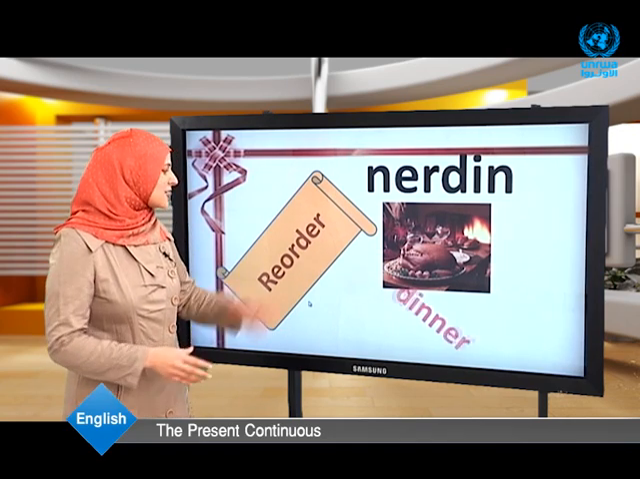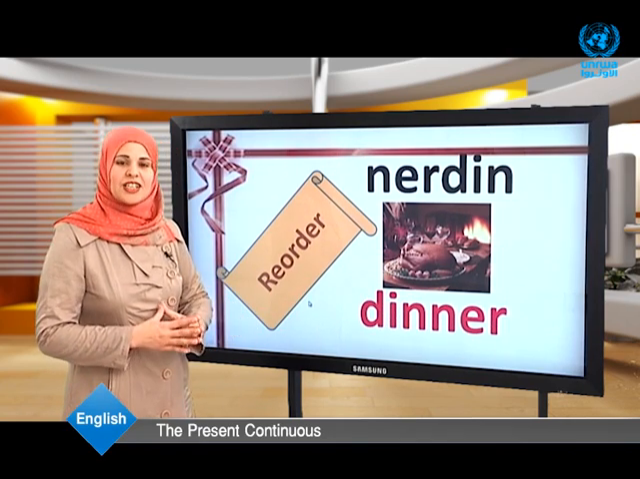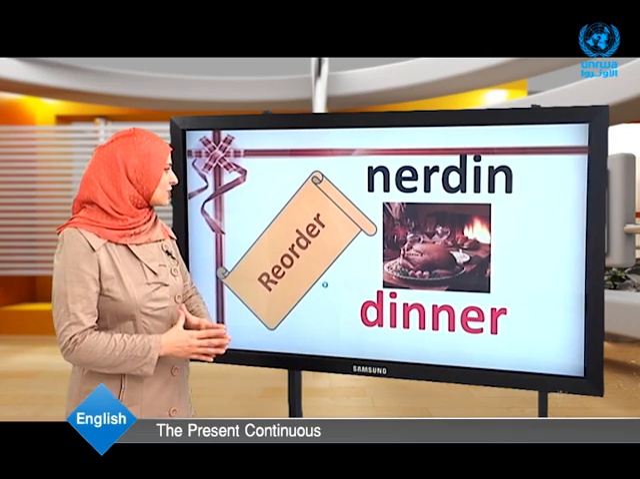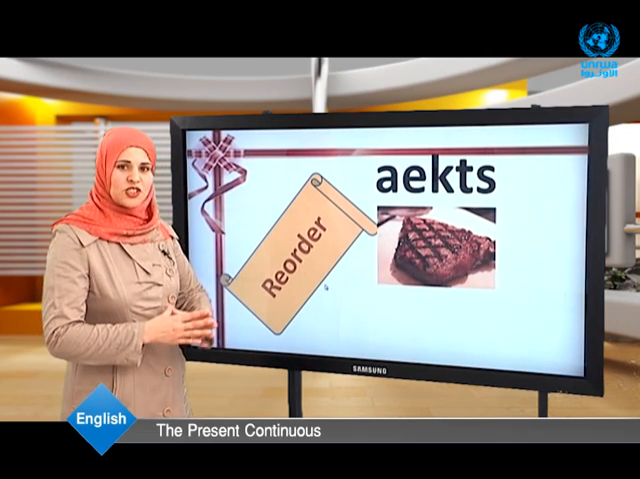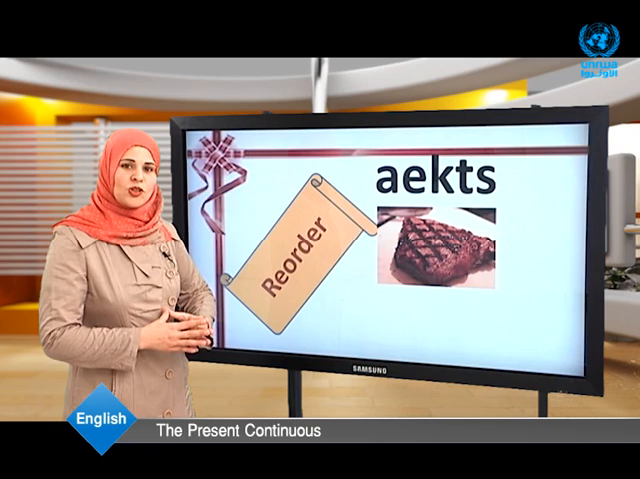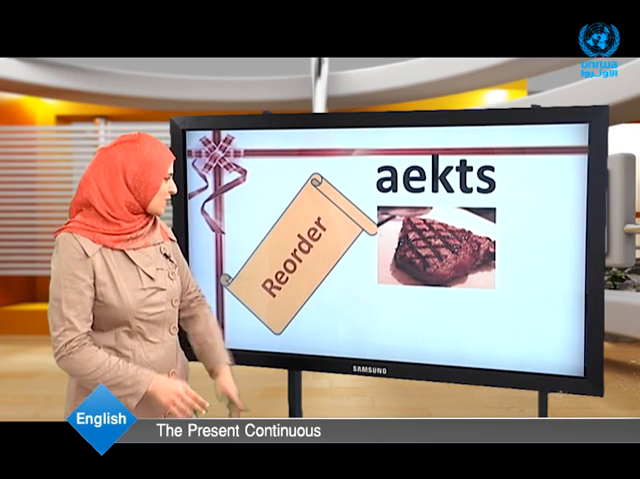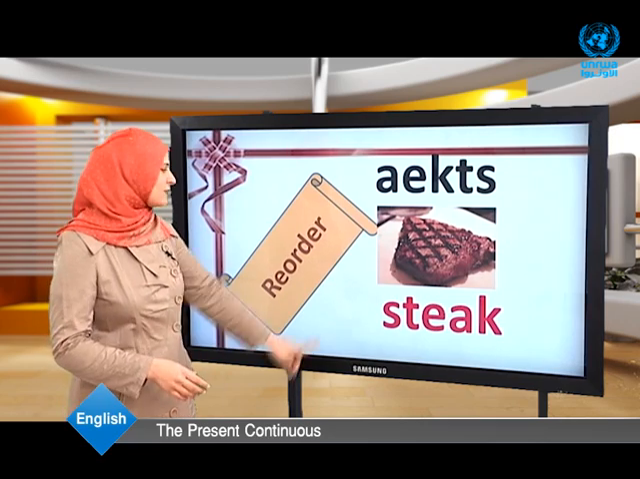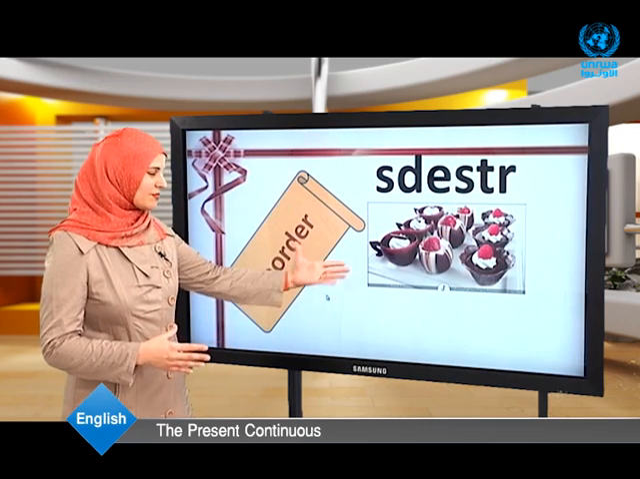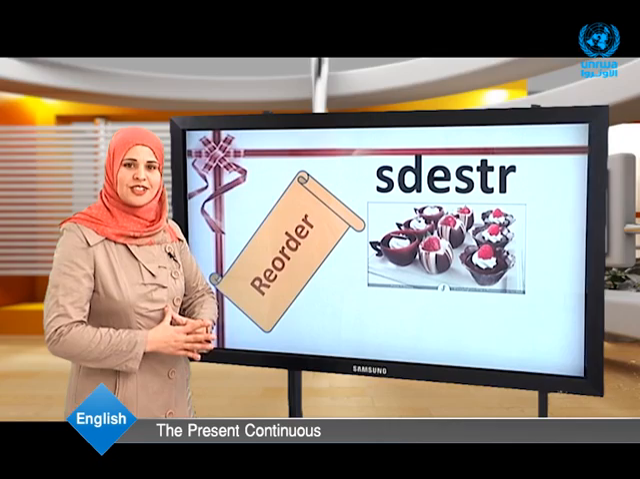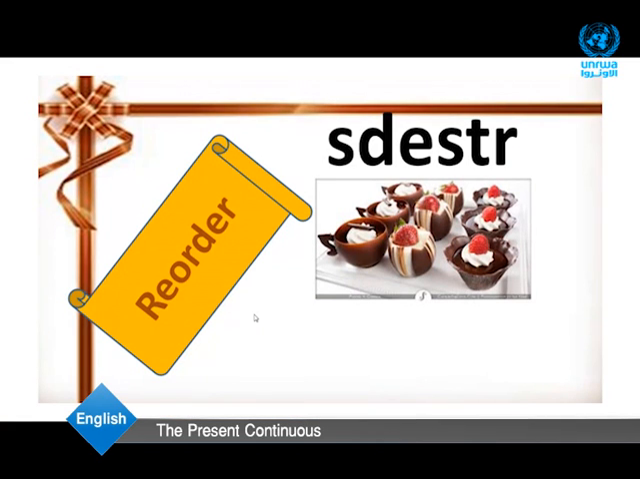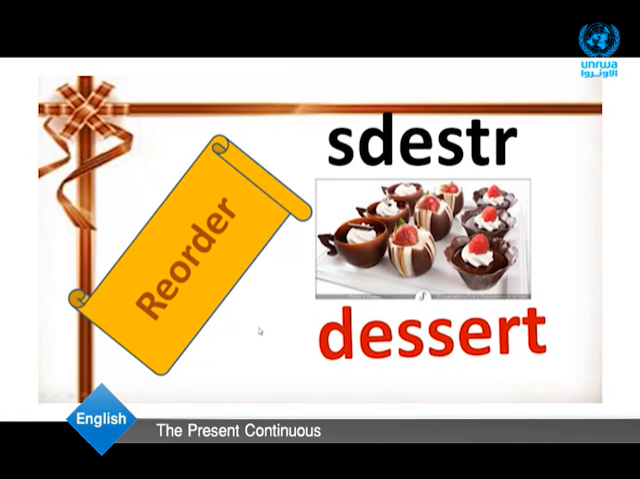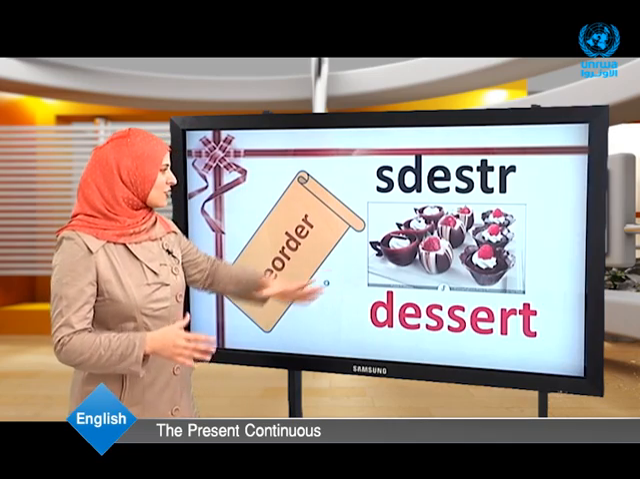Amazing! This is dinner. Dinner. Let's have another one. Look at the letters carefully and the picture. What is it? Very good, you are. It's steak. Steak. Another one. Look. Oh, it's delicious. What's this? Very good, you are. Dessert. Let's have another one.